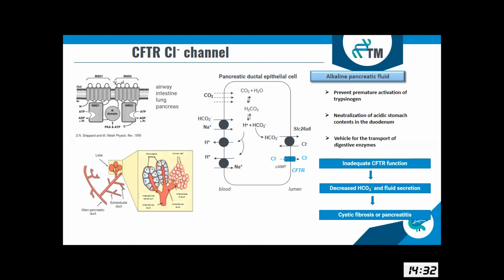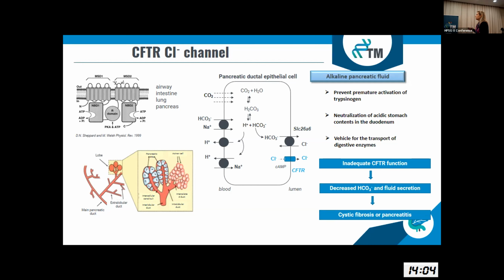So first, a few words about the CFTR chloride channel. The CFTR is a cyclic AMP activated chloride channel, which regulates the transepithelial salt and fluid secretion. The CFTR is localized on the apical membrane of epithelial cells in various tissues, such as the airway, the intestine, the lung, and the pancreas.